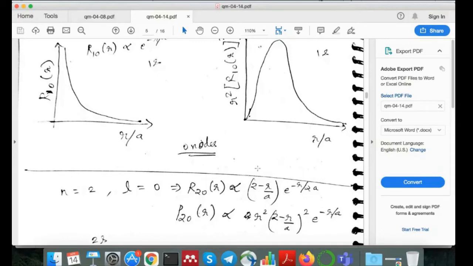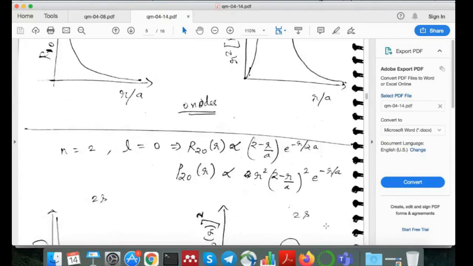That you can already see from this function. So there is going to be one node at least. And similarly for the R20 of R as well, there is going to be one node, because this function will become 0 when R by A is equal to 2. When R by A equals 2, this term will become 0, and so this entire function will become 0. So there is going to be one node.